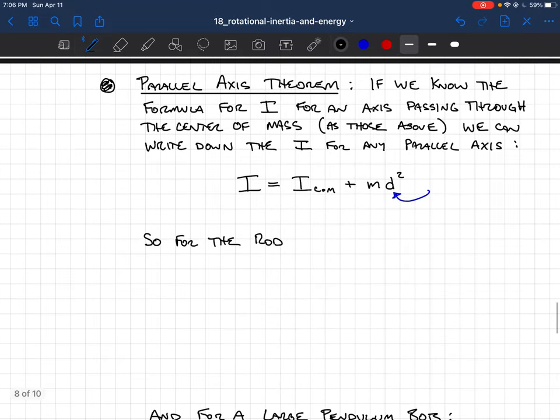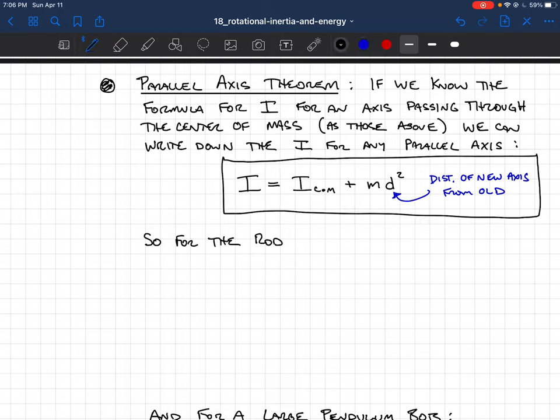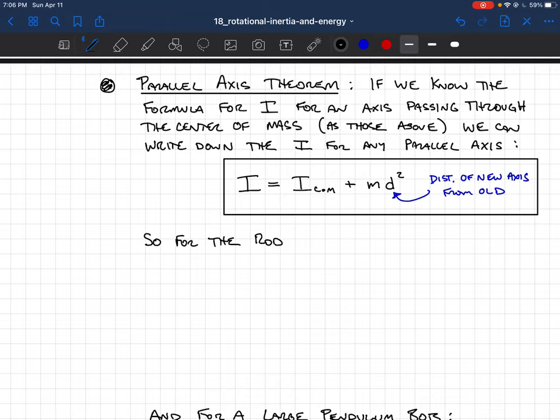If you know these equations for the moment of inertia through the center of mass, then there's something called the parallel axis theorem that can give you a formula for the moment of inertia through a different axis, as long as that axis is parallel to the original one. So the equation here is I is equal to I center of mass, that's the equation that we found on the previous page, plus md squared, where d is the distance of the new axis from the old. This is the equation for the parallel axis theorem. So let's see how it works.